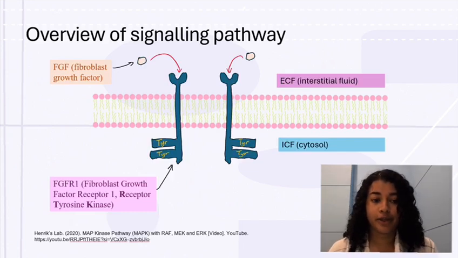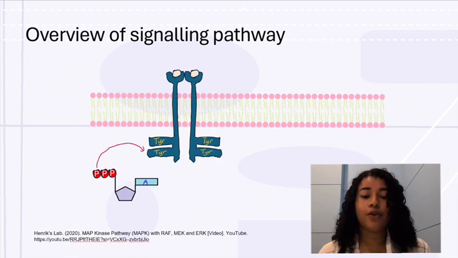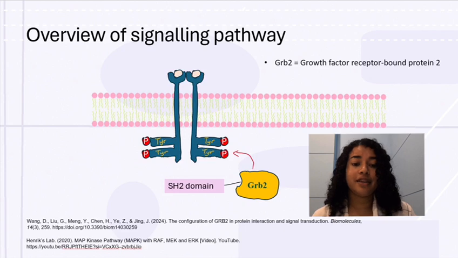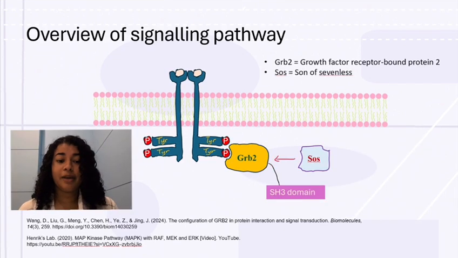On the cell membrane, the ligand FGF binds to FGF receptor, a type of RTK. The RTK dimerizes and autophosphorylates. GRB2 binds to the RTK via the SH2 domain. SOS then binds to SH3 domain on the GRB2.